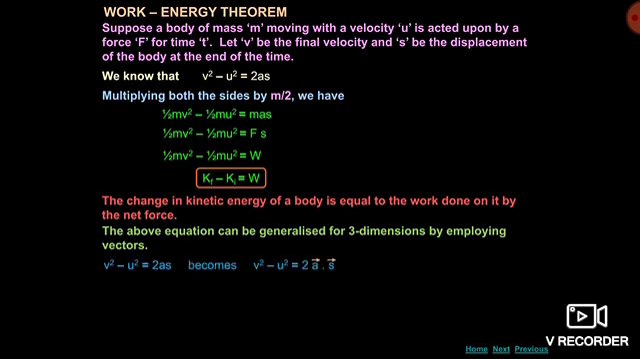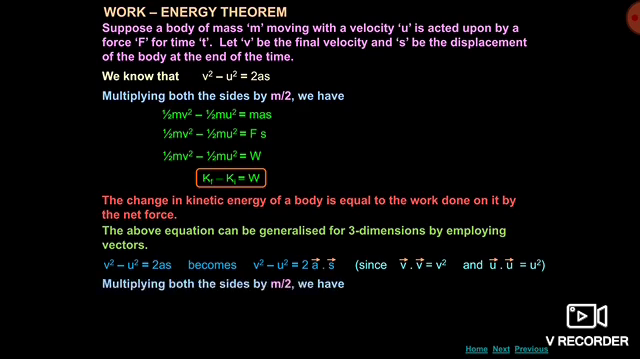It means that for v square minus u square equals 2as, if you apply vectors, you can take the dot product between acceleration and displacement. If you do the dot product between v and v, it becomes v dot v, which gives magnitude of v cos 0 degree, because the angle between the final velocity and itself is 0. You get v square, and the same way you will get u dot u.